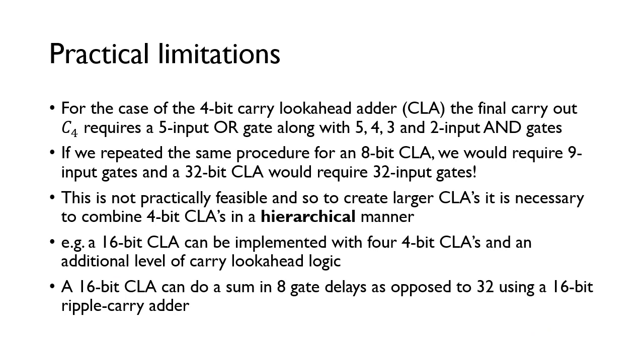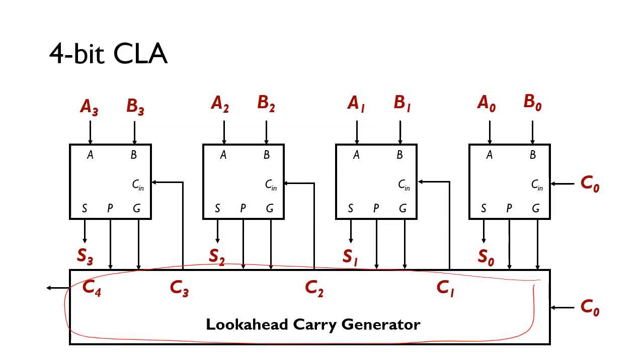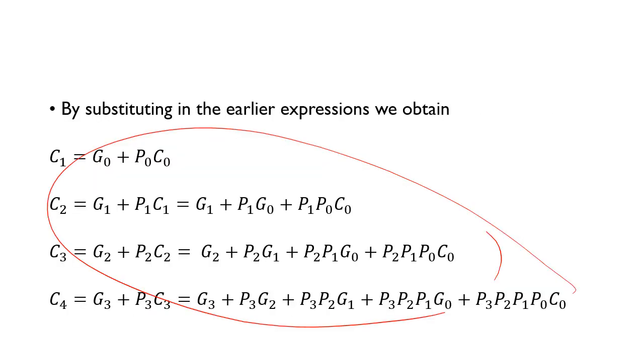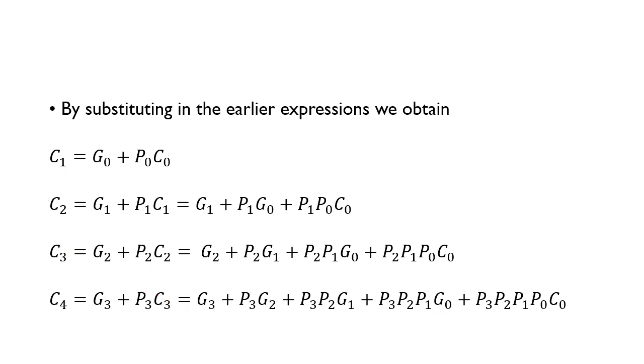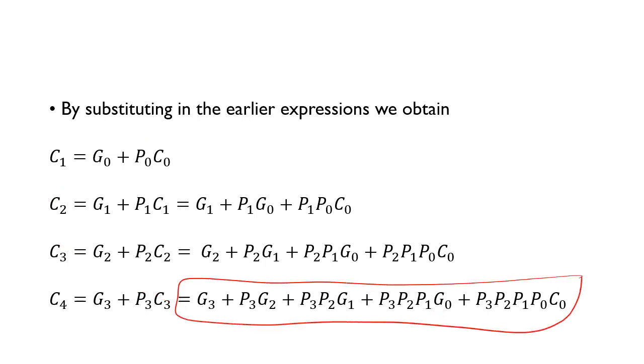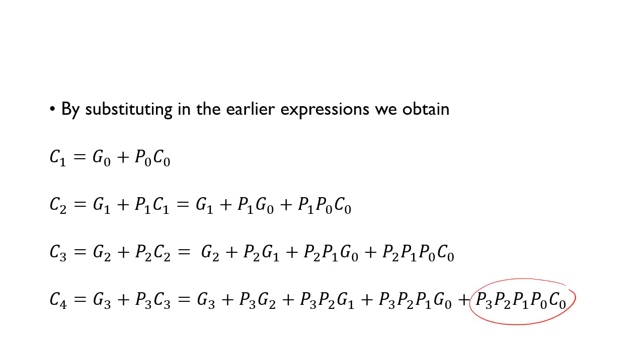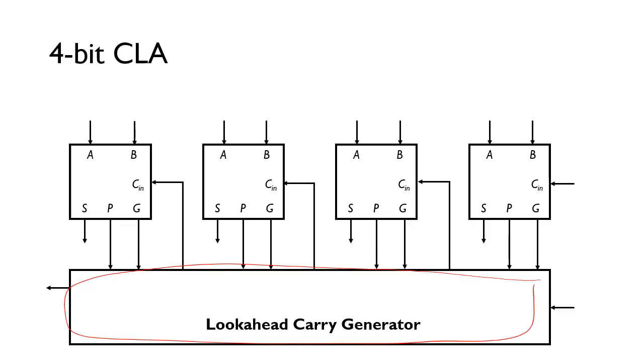So there are some limitations for the carry lookahead adder. For the case of the 4-bit adder we've just seen, the final carry out C4 requires a 5 input OR gate along with 5, 4, 3 and 2, 1 input AND gates. So you can see that's the logic we need to implement this. Essentially we've got this sum of products type expression. So we've got 1, 2, 3, 4, 5. So we need a 5 input OR gate, then we need a 5 input AND gate, 4 input AND gate, 3 input, 2 input, and then we've just got this generate function on its own.